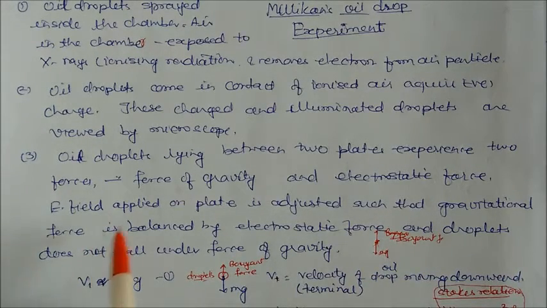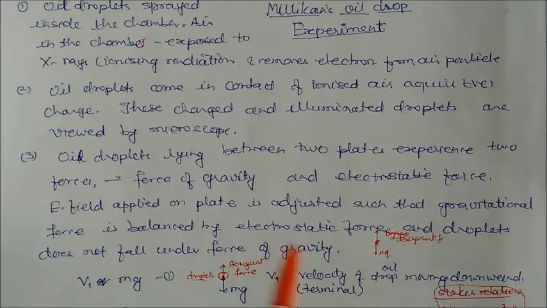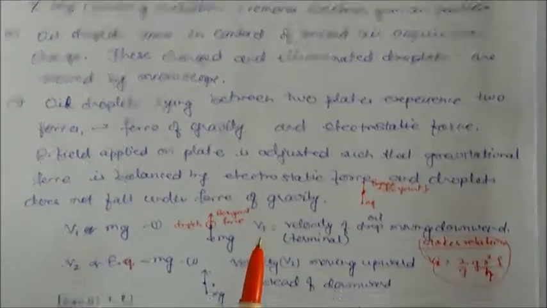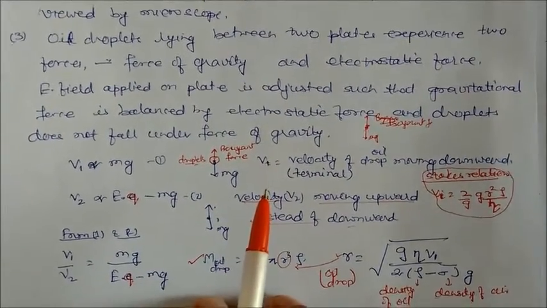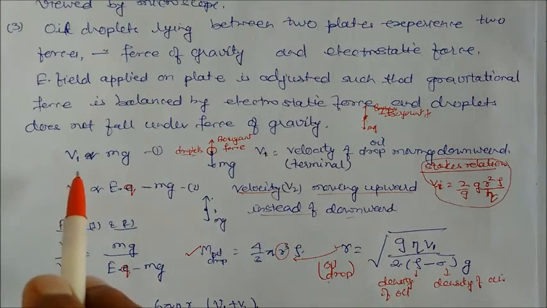Now the electric field we have to apply with such a magnitude that the gravitational force is balanced by the electrostatic force, and the oil droplets do not fall under the force of gravity. So let us see at this stage how to find this value. V1 is proportional to the force of gravity. V1 means the falling of the droplets towards the plate.